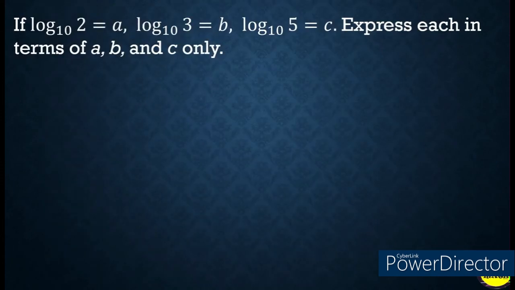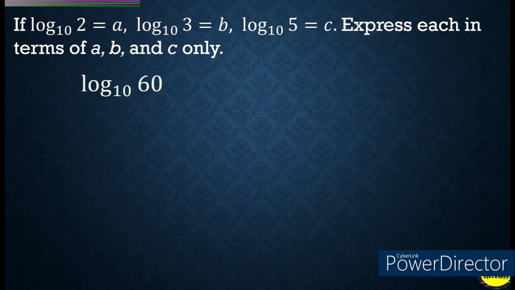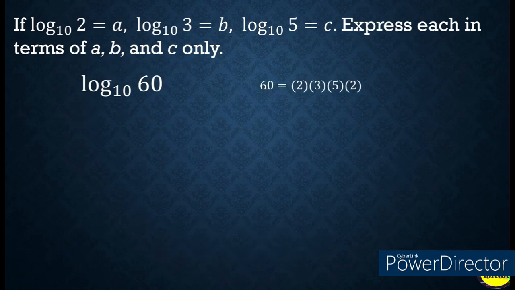If log 2 is equal to A, and log 3 is equal to B, and log 5 is equal to C, express each in terms of A, B, and C only. Okay, so halimbawa, logarithm of 60 with base 10. So this is a common logarithm. So paano natin makikita yung log 2, log 3, log 5? Okay, so paano? So una muna, of course, magta-try ka ngayon. So try muna na, ang gagawin nyo, itry nyo muna yung tatlong given.